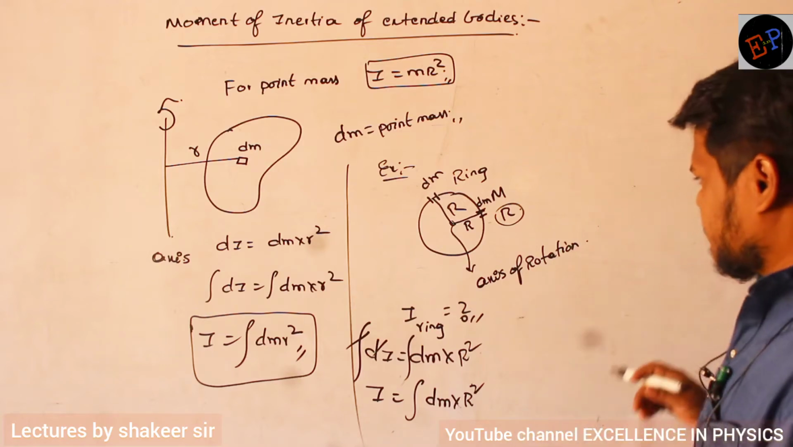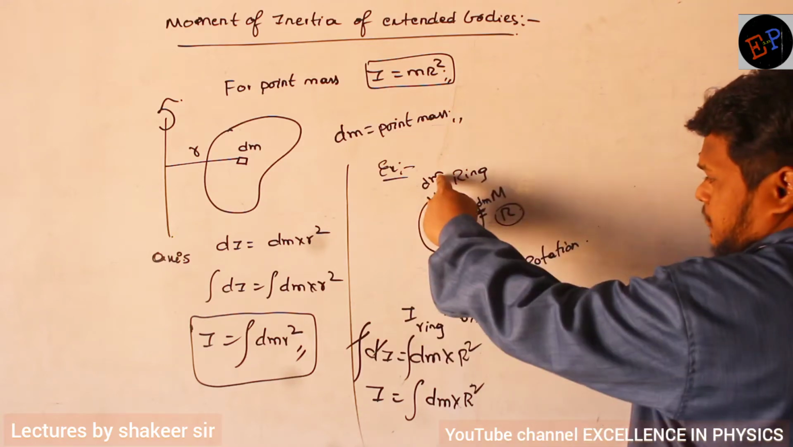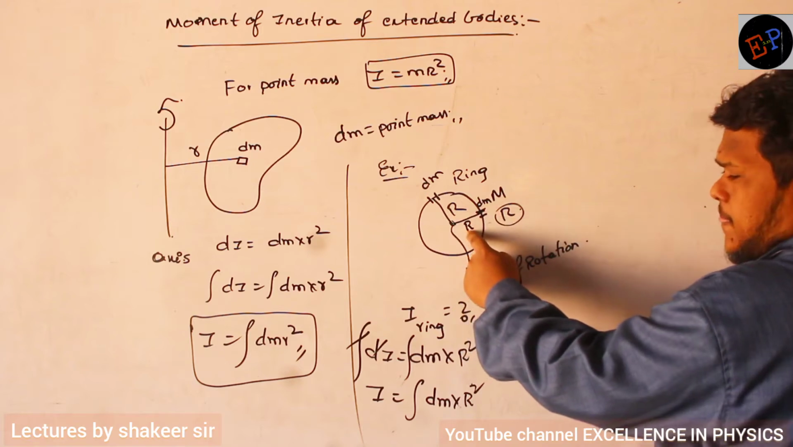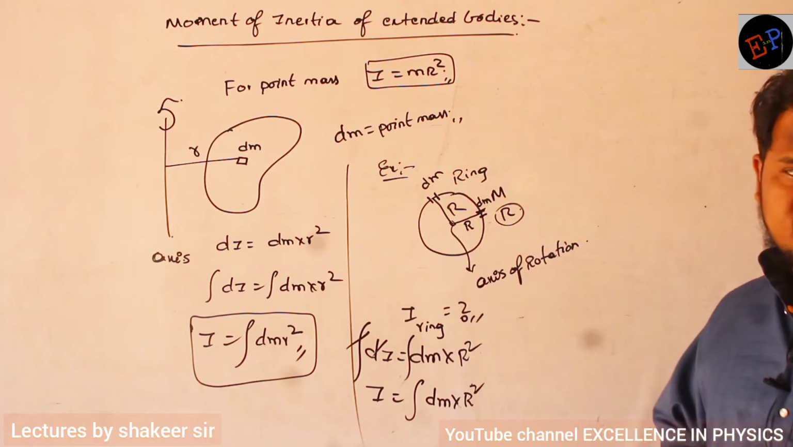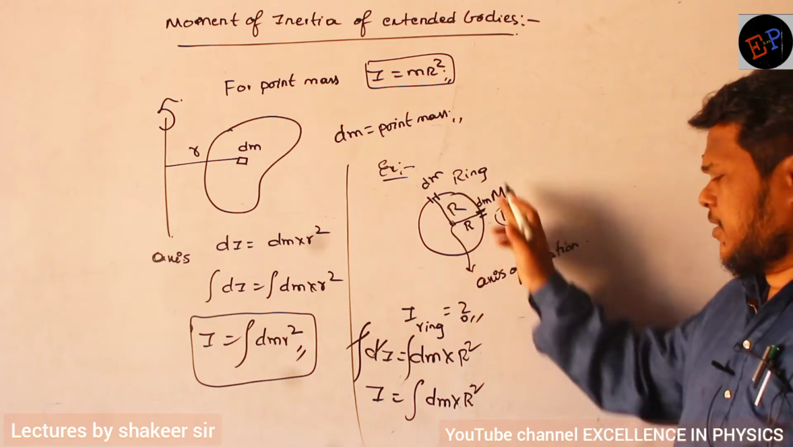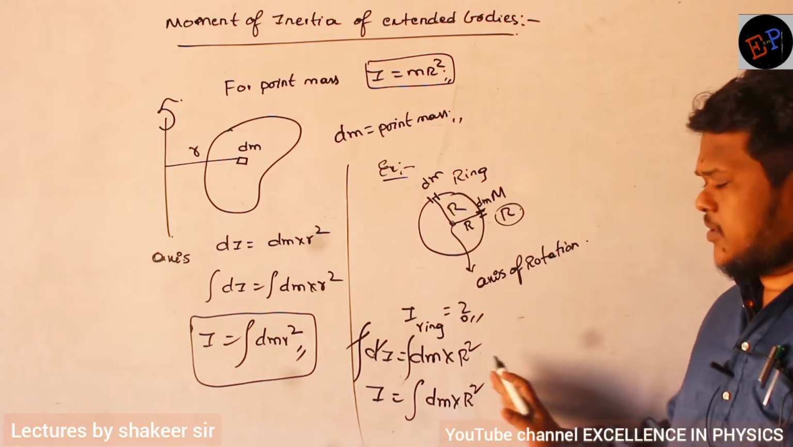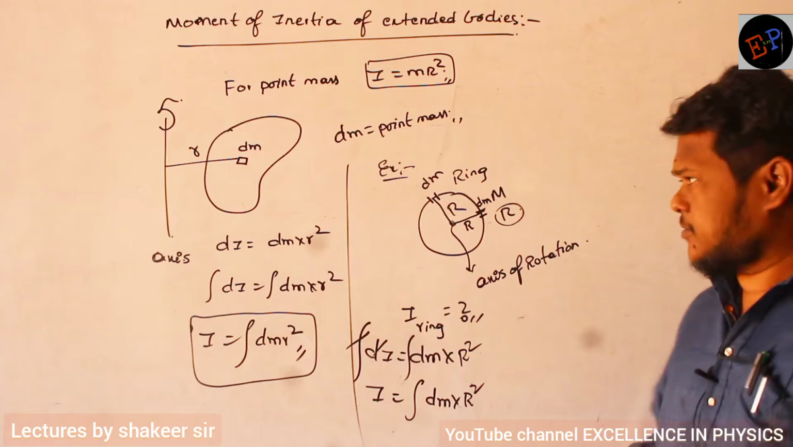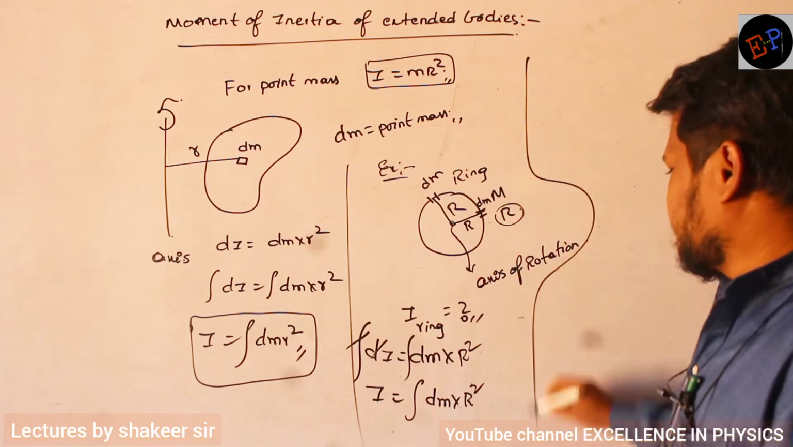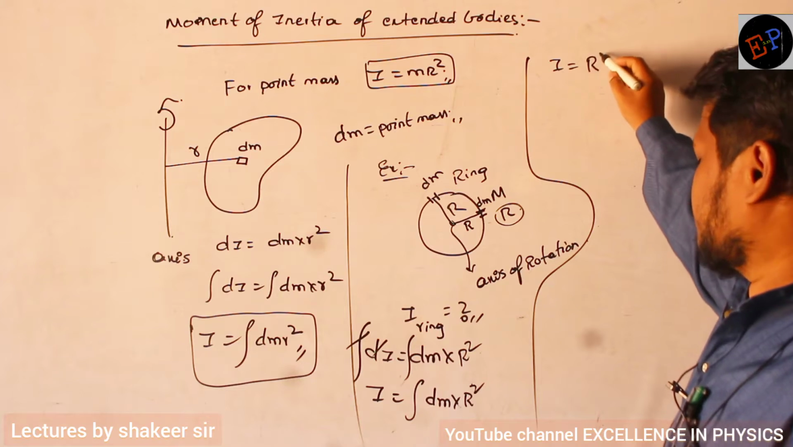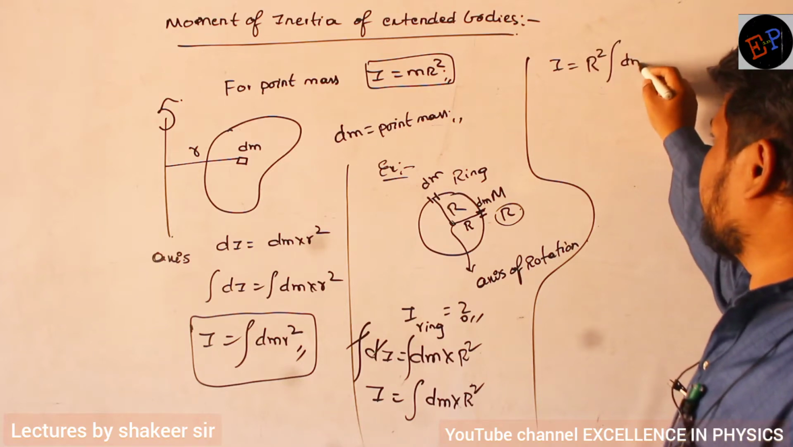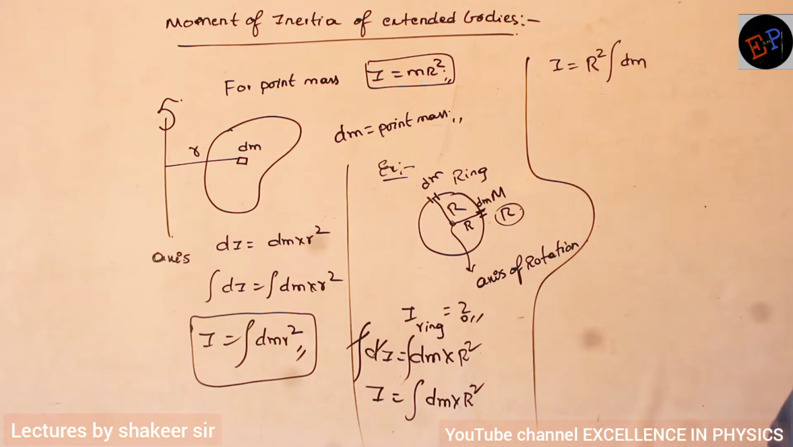Okay, so listen carefully. For every dm, the r value is remaining the same. Therefore, can I say r is a constant? For every dm, r is a constant only, no? So take r out of the integration. Therefore, how can I write? I can write I is equal to, because r is a constant, I am taking r square common, and integration of dm.